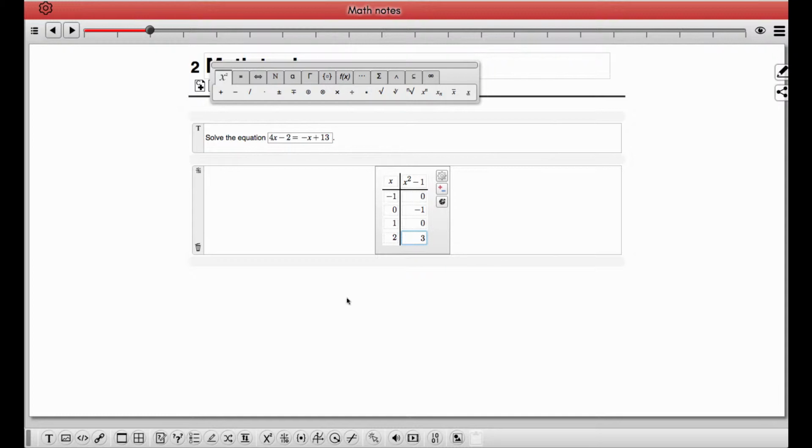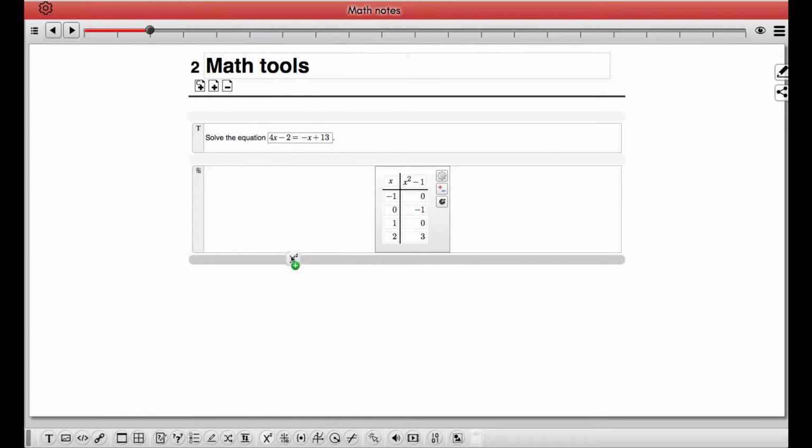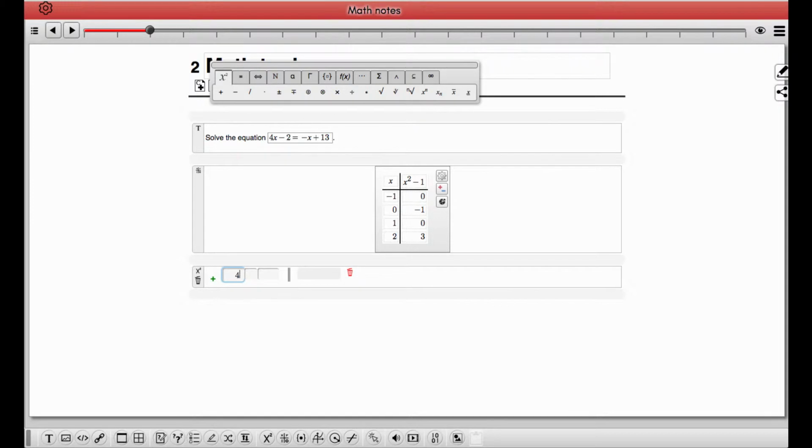In practice, math environment means the equation tool. Let's use it to solve the equation 4x minus 2 equals minus x plus 13.